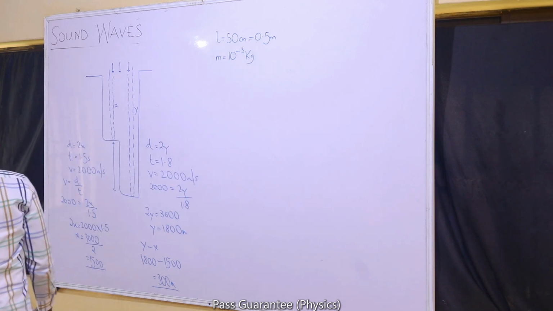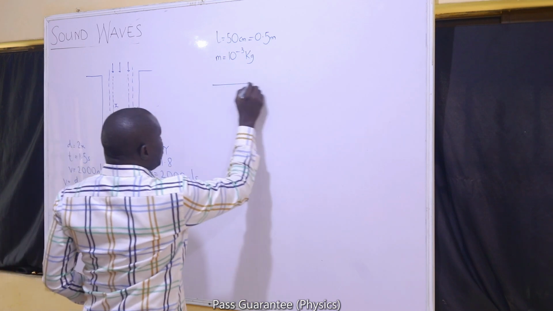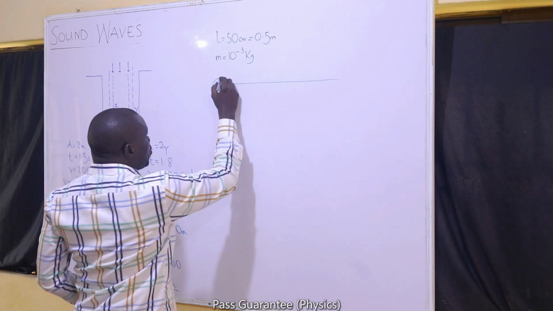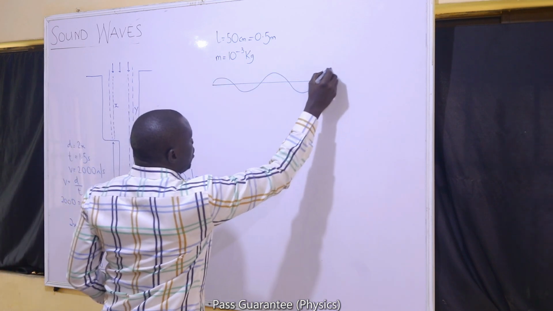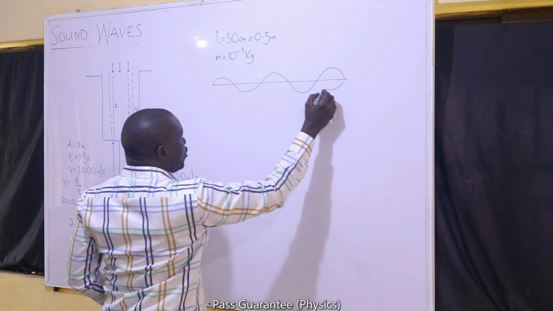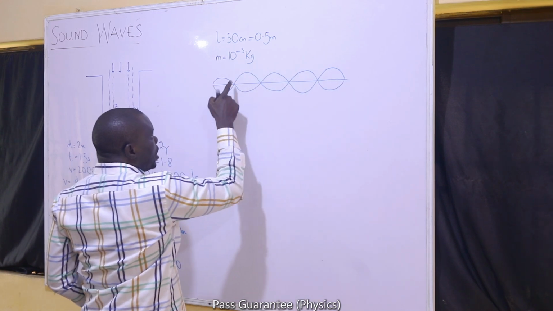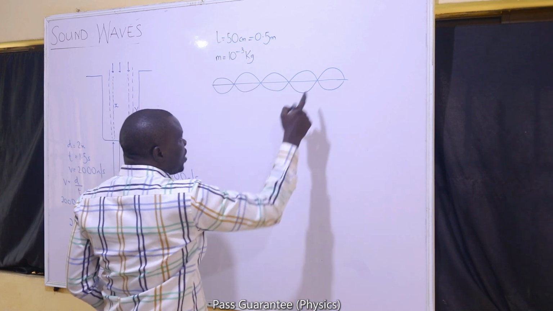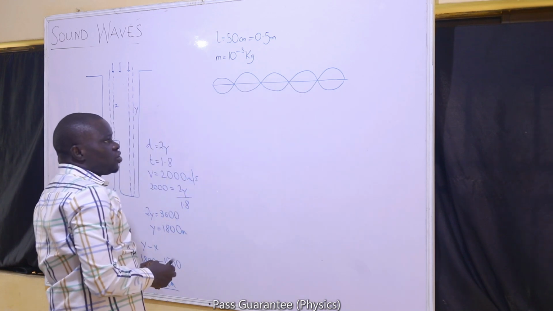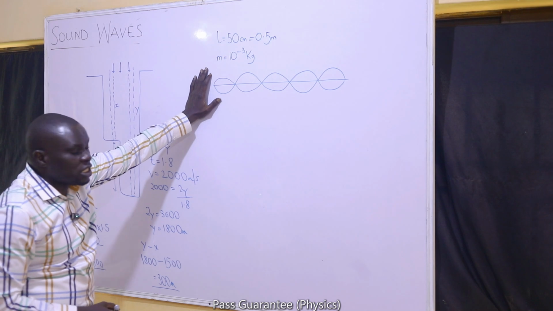It vibrates in 5 loops. I can represent the 5 loops as 1, 2, 3, 4, 5, in stationary form. This is loop 1, loop 2, loop 3, loop 4, loop 5. How many overtones do you think this will represent in a string?